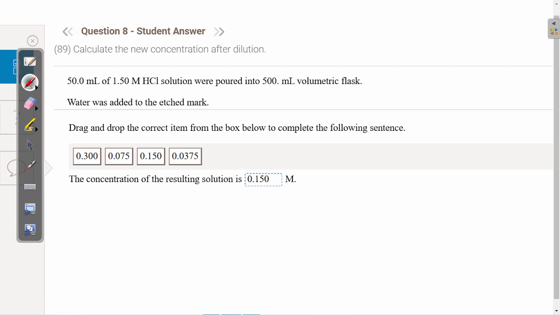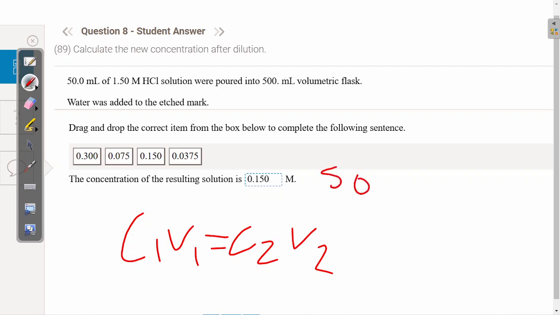then you have to calculate it. So when they add water or they add more liquid, you can use the rule C1V1 equals C2V2. Okay, and with this rule, you don't have to convert to liters, so you can keep it 50 times 1.5 equals 500 times the resulting concentration. If you convert it to liters, you'll get the same answer. 50 times 1.5 divided by 500, you'll get 0.15.